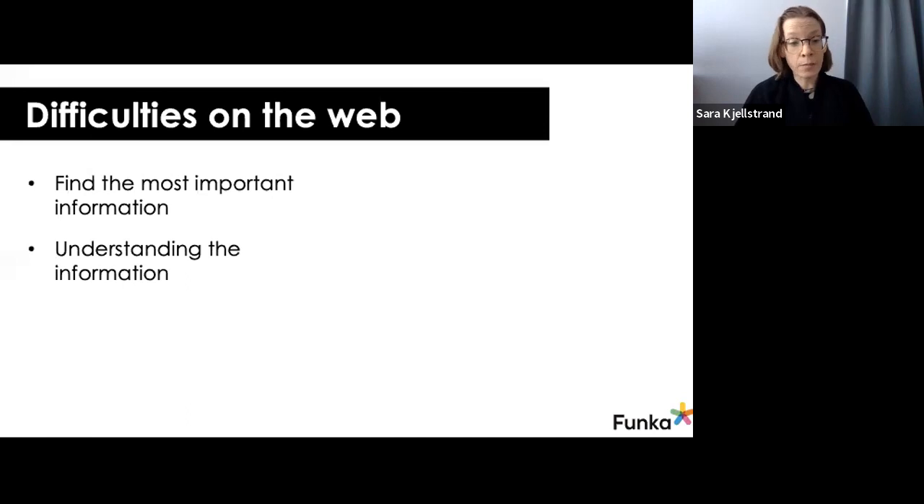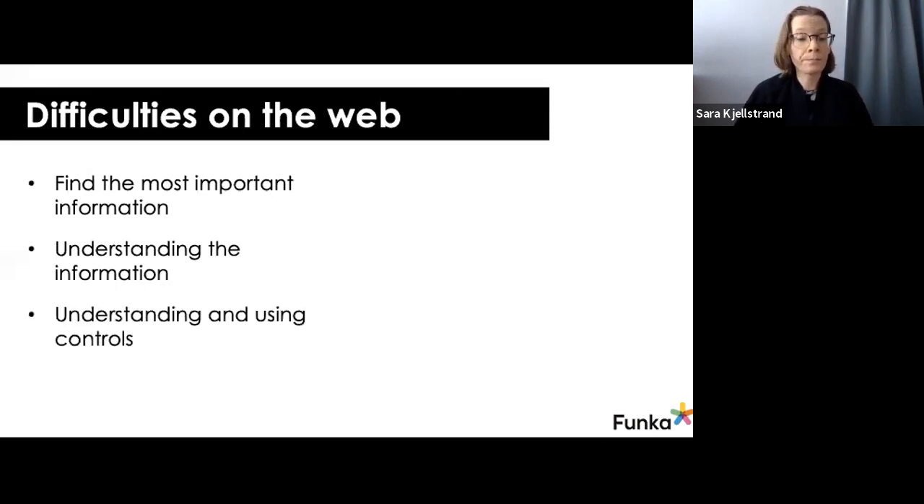And then we have the next step, which is understanding the information. So this is really about plain language and clear language and to really be precise and to the point. Understanding and using controls is another common barrier. So this is about finding out what a specific button actually does and what happens if you press that button. If you are an uncertain user on the internet, perhaps you don't really dare to mix around with all the controls for fear of something strange happening.